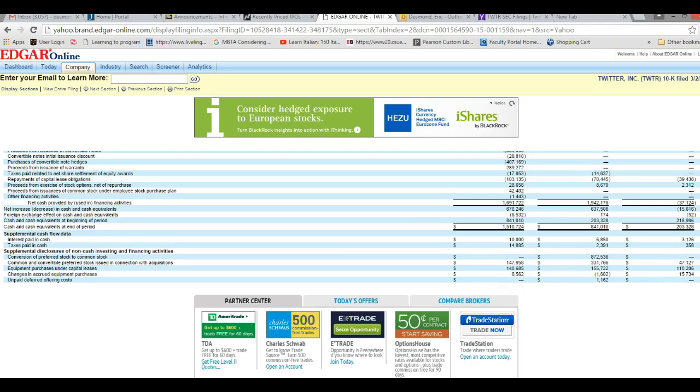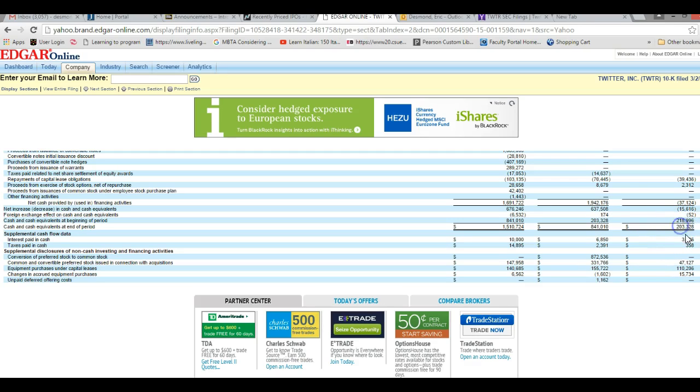if we can get to changes in cash, right here. So cash at the beginning of the period, right here, and then cash at the end of the period. And as you can see, it flows over from the following year. They started, it looks like 2012, with this amount of cash. They ended the year with this amount of cash.